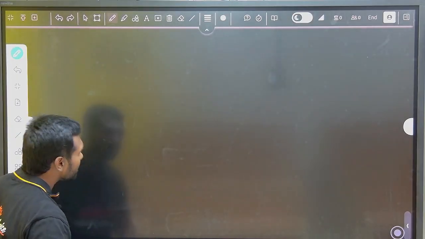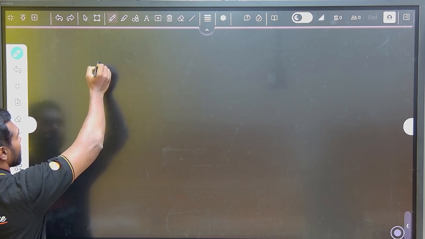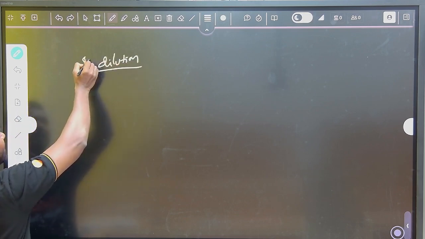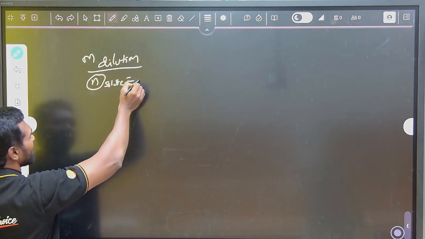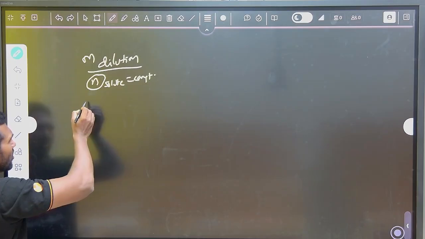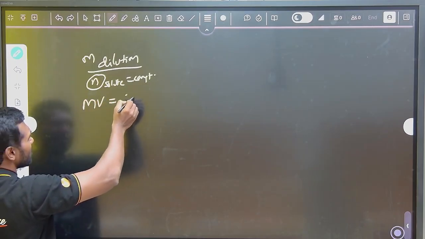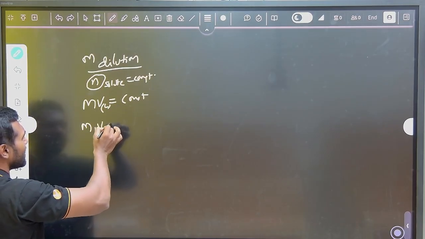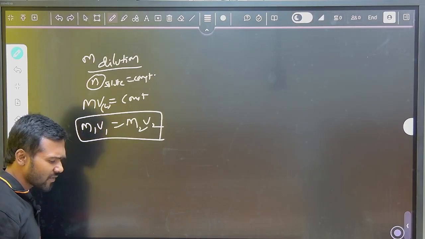Next, dilution. On dilution, the number of moles of solute is constant. So we can say M into V is constant, where V is in liter. So we can write M1 V1 is equal to M2 V2, meaning before dilution and after dilution.